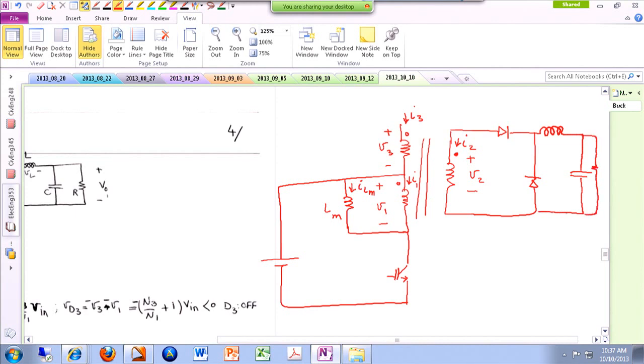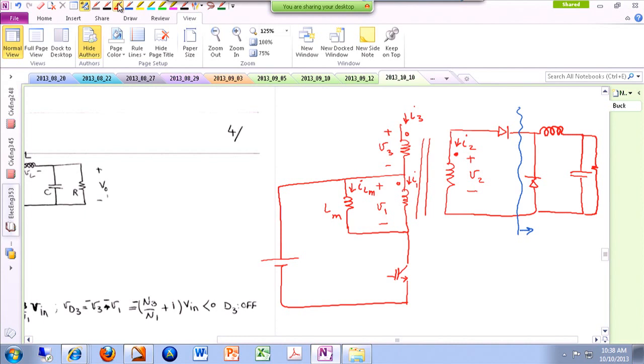And as it turns out, if you look at the right-hand side, what you see looks a lot like the buck topology. It's just a diode and an inductor, a capacitor, and a load. And as it turns out, this is actually an isolated buck converter. So the voltage transfer ratio looks a lot like the buck topology.